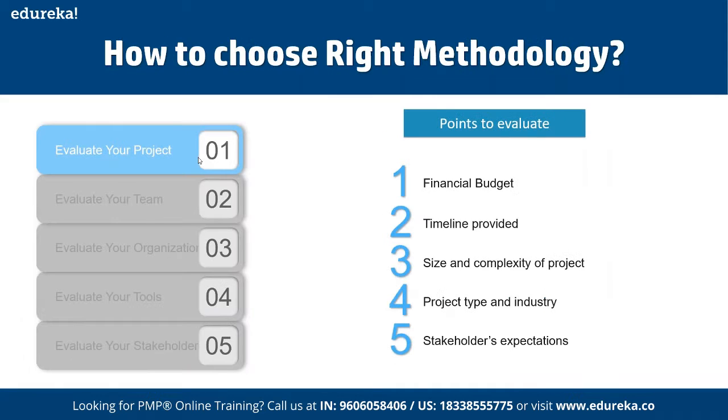So basically, to choose the right methodology, first of all we have to evaluate our current project. We have to evaluate the team. We have to evaluate the organization. Then we have to evaluate the tools and then the stakeholders. So it's basically a five-step process which allows us to choose the right methodology.